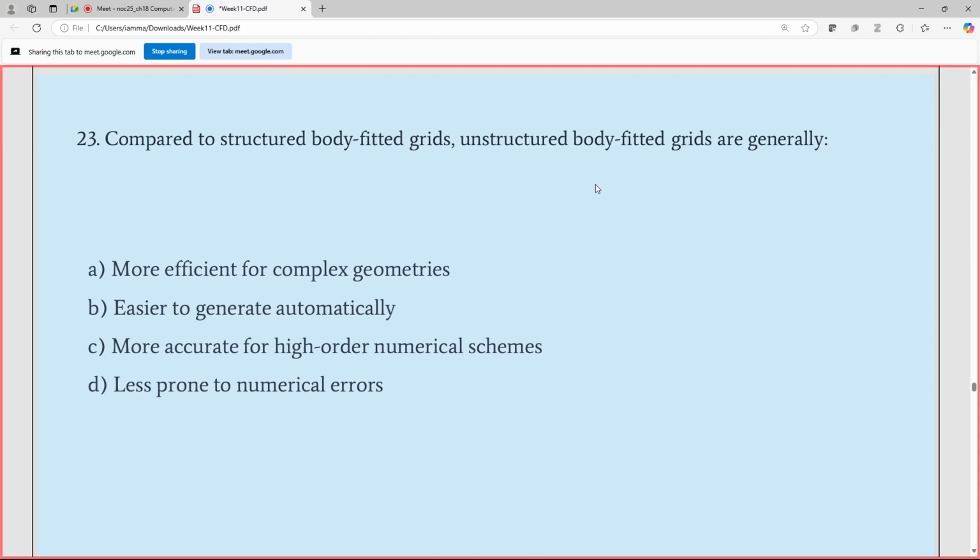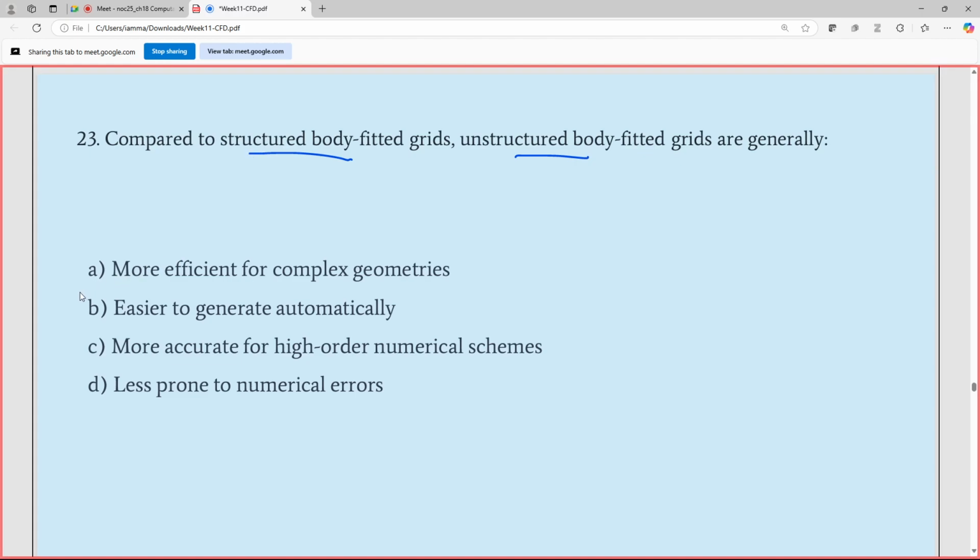Compared to structured body fitted grids, unstructured body fitted grids are generally. So here the question is asking a comparison between structured body fitted and unstructured body fitted. We have previously answered a similar question regarding only structured versus unstructured. So here the question is about structured body fitted and unstructured body fitted.